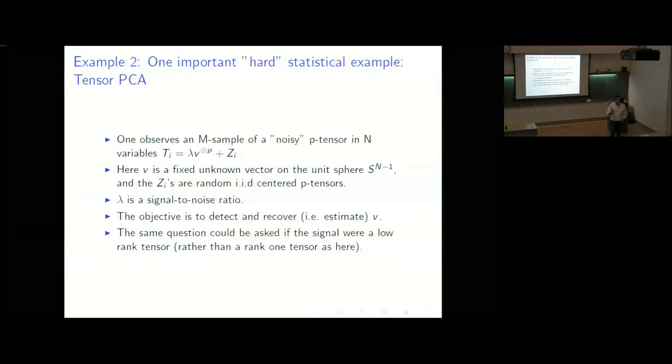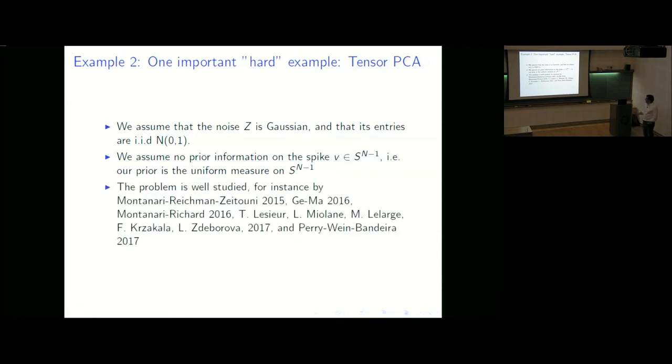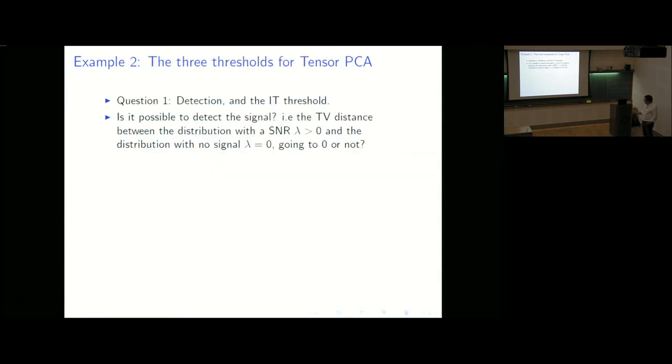Very simple. Let's assume that the noise is Gaussian, the entries are IID N(0,1), with no prior information on the spike V. So my prior is a uniform measure on the sphere. This problem is very well studied. There is a lot of literature: Montanari and Richard, Zeitouni, Gay and Ma, Montanari and Richard, Florent Krzakala, Jacques Alla, Laurent Lancas de Borova, and Perry, Wein, and Bandeira recently. So this is an interesting problem.